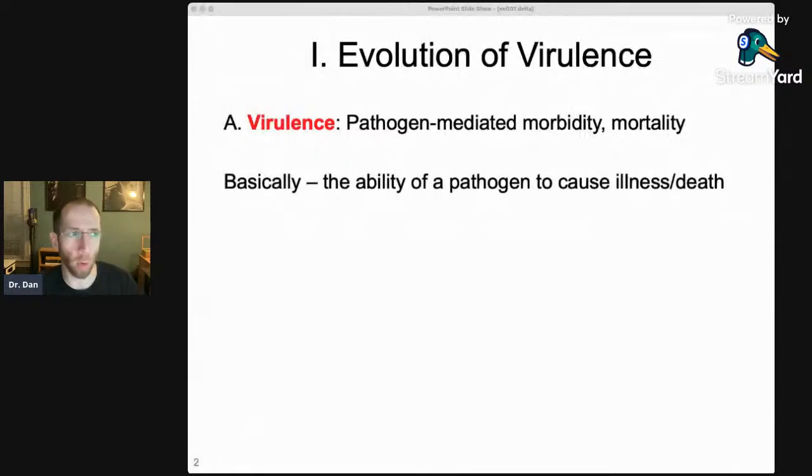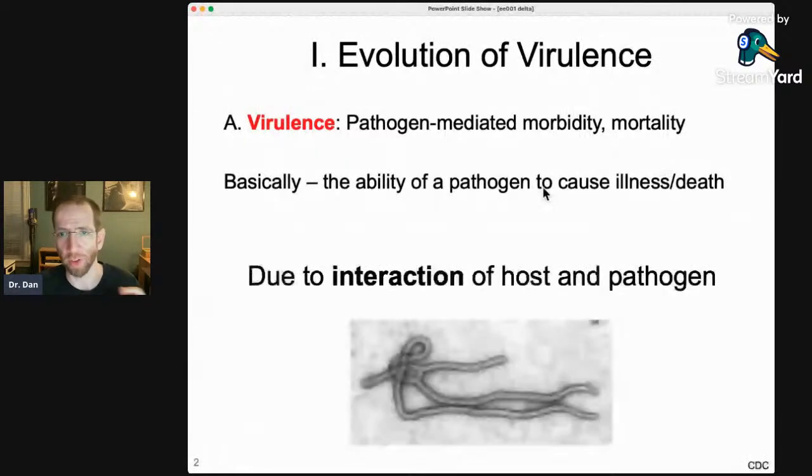Okay, now one more important note about virulence here, just off the top, is that it is not an inherent property of a pathogen. It is due to the interaction between the host and the pathogen. So like this right here, some of you may recognize that is Ebola virus. It's this kind of filamentous, twisty thing. That's Ebola virus. Ebola virus has very high virulence, but the virus itself, just sitting on a desk or whatever, that virus is not going to hurt anybody, right?